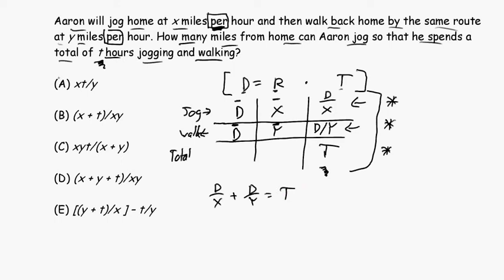Well, you know what? I always keep an eye on the answer choices, right? My students are trained to always keep an eye on the answer choices. And if I look at the answer choices, that's going to tell me, oh, I'm supposed to solve for D. I have to solve for D, right? Because there's no D's in my answers. There's all X's, Y's, and stuff like that.